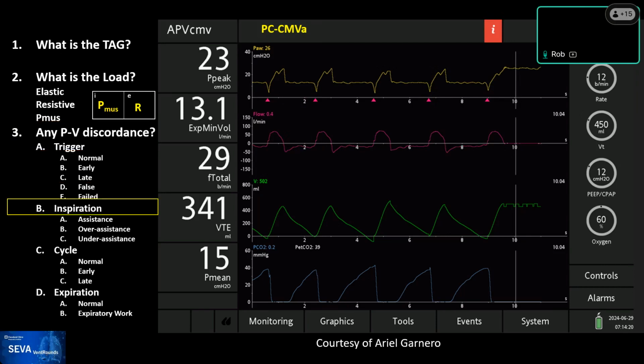What about inspiration? What's the level of assistance here? Would you say this is an acceptable level? Is it over assistance or is it under assistance?